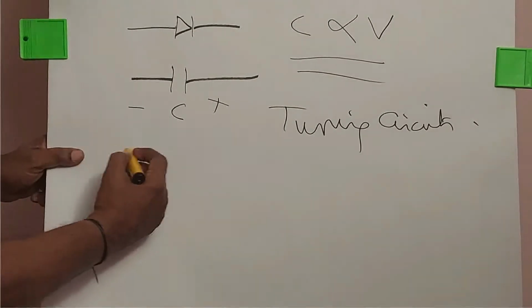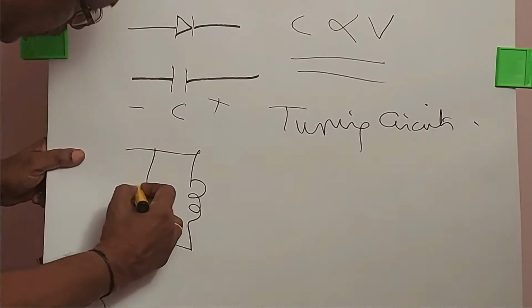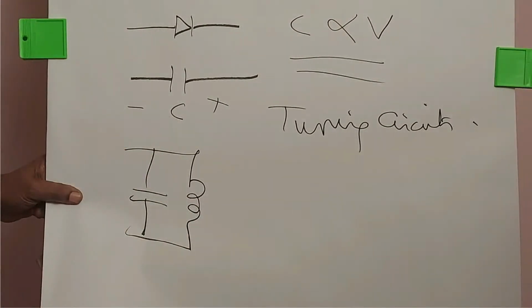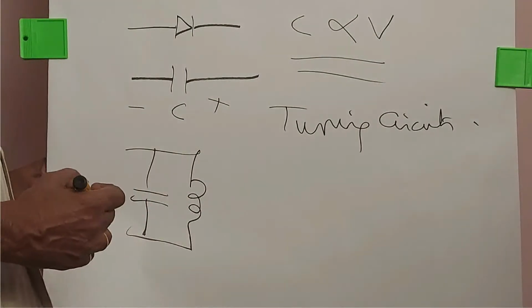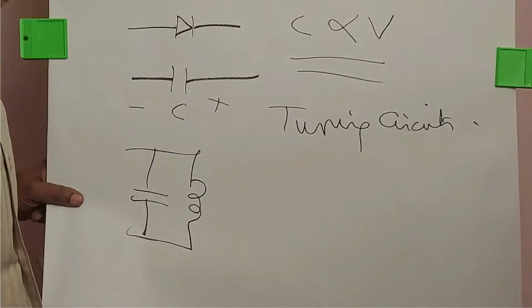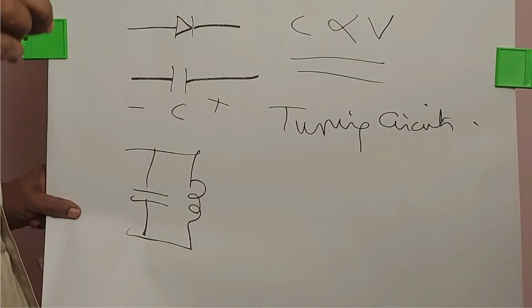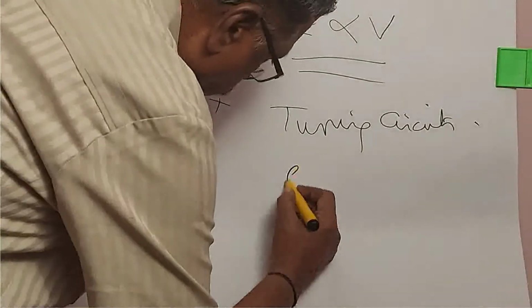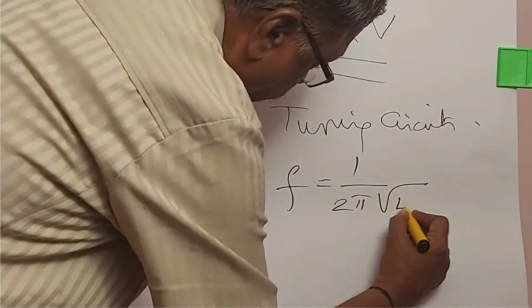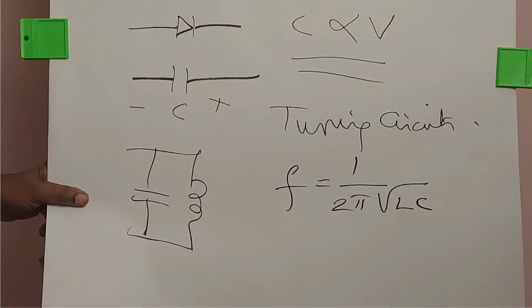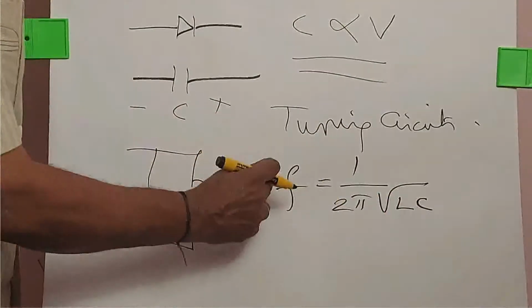When inductors are coupled with capacitors, and the capacitors are varicap diodes, this LC component can be used for changing the frequency of the oscillator or the frequency of the receiving circuits. Therefore, F is nothing but 1 by 2 pi square root of LC. When the capacitance is increasing or decreasing, F is going to change.